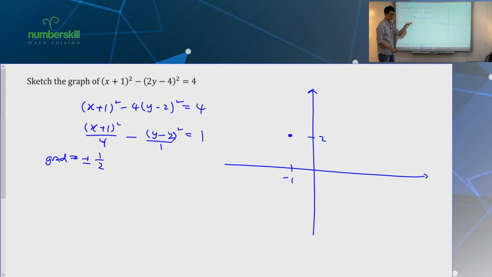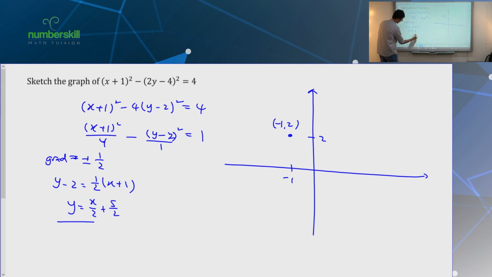Are we good? Okay, 1 over 2. So that's the gradient, that's the point. Maybe I should label. I can find the equation, right? So the equation is y minus 2 is equal to half times x plus 1. So y is equal to half x plus half plus 2, so that's 2.5. That's my first dotted line I'm supposed to draw.